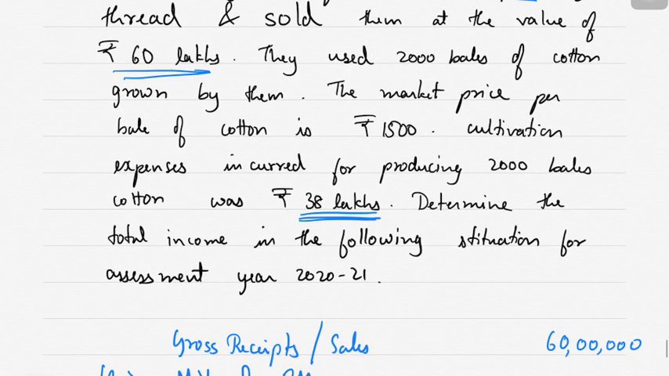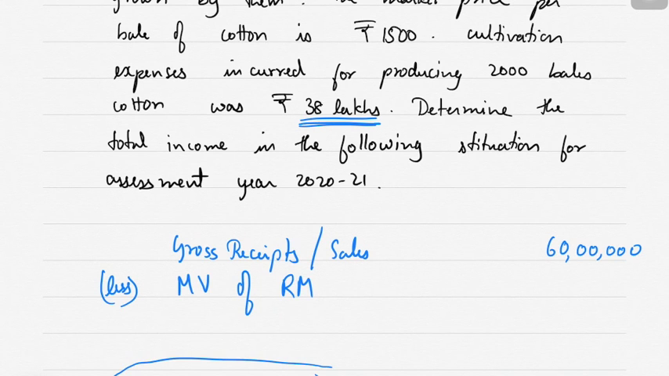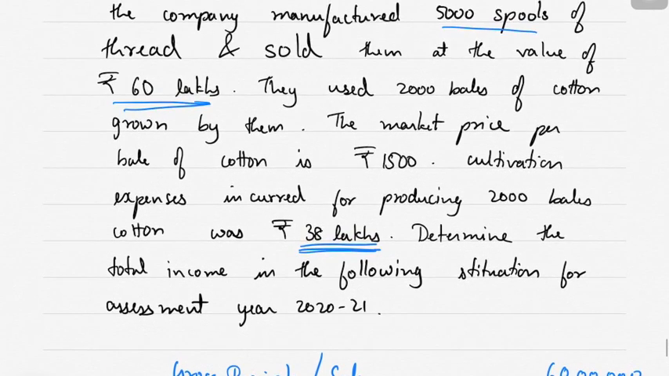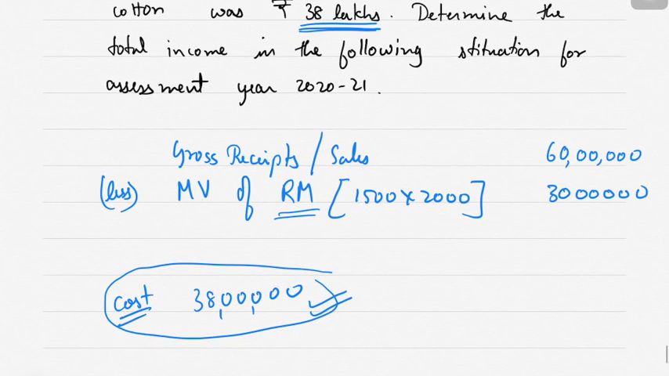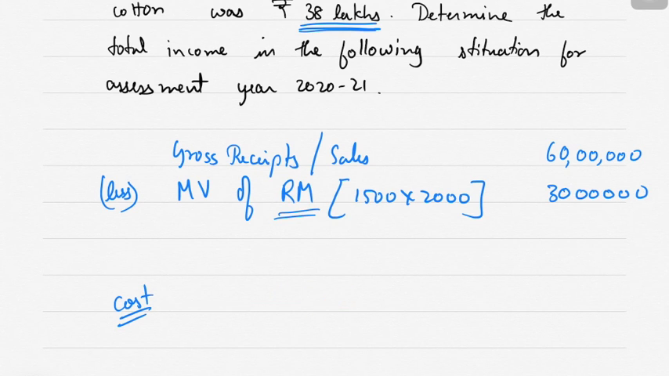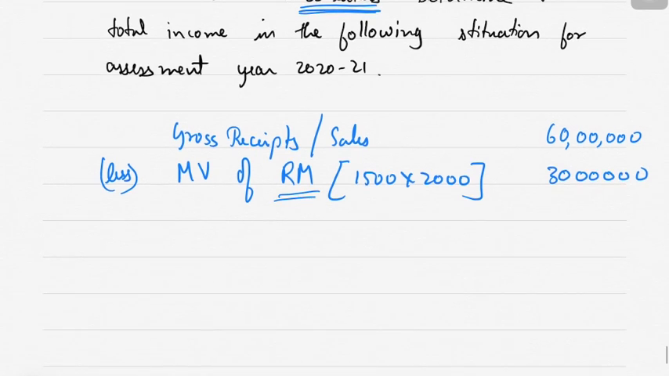But you take the market value of this raw material. They use 2,000 bales of cotton grown by them. The market price per bale of cotton is 1,500. So 1,500 into 2,000 comes to 30 lakhs. To grow the cotton it cost 38 lakh, but you could have bought it for 30 lakh from the market. So you will take market value. Always take market value of raw material to compute business income.